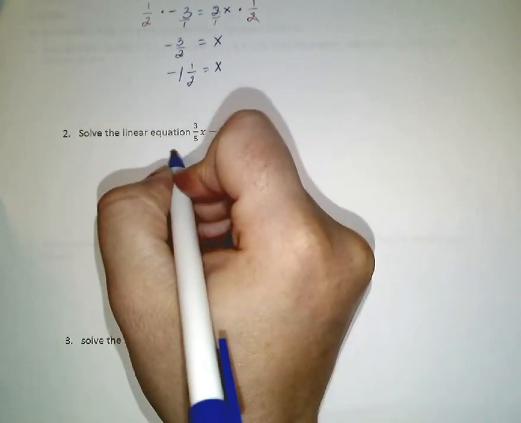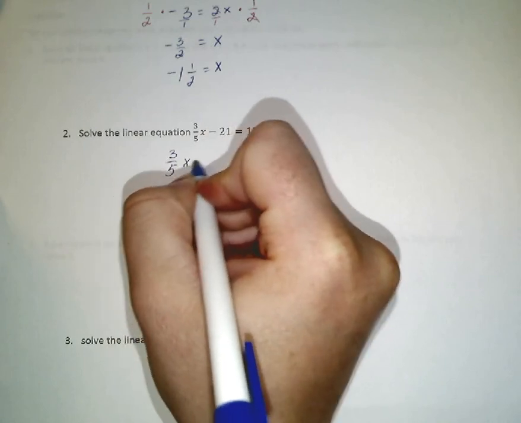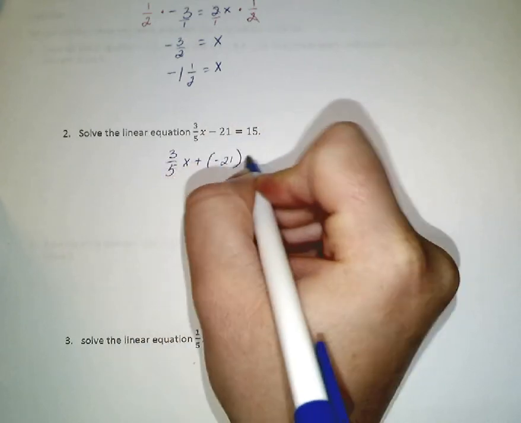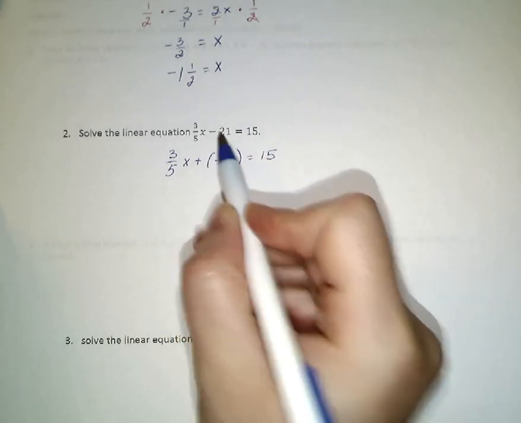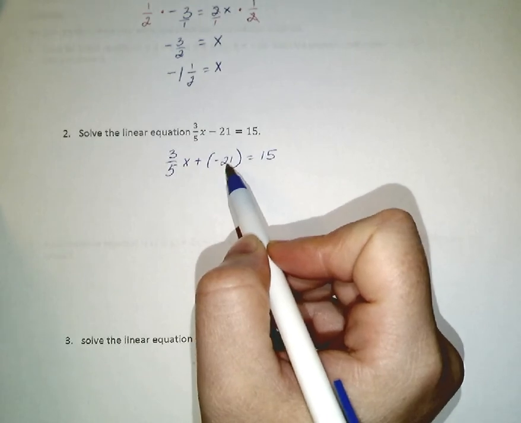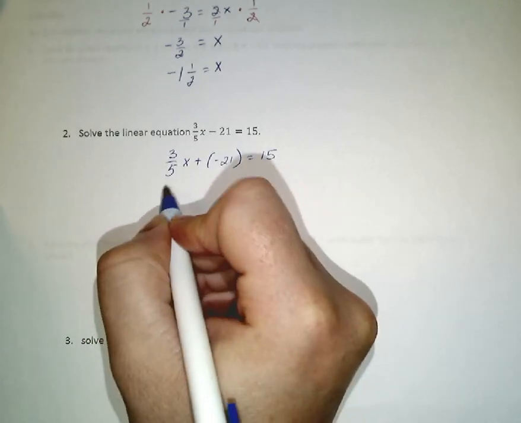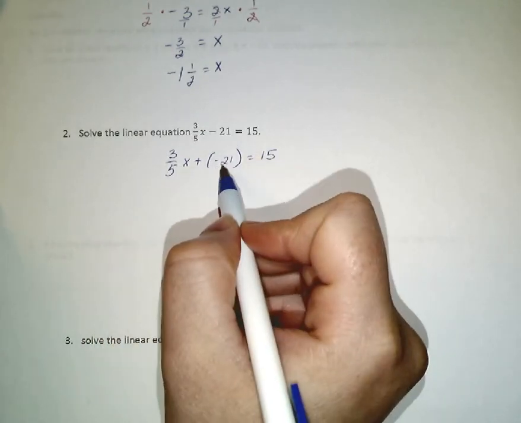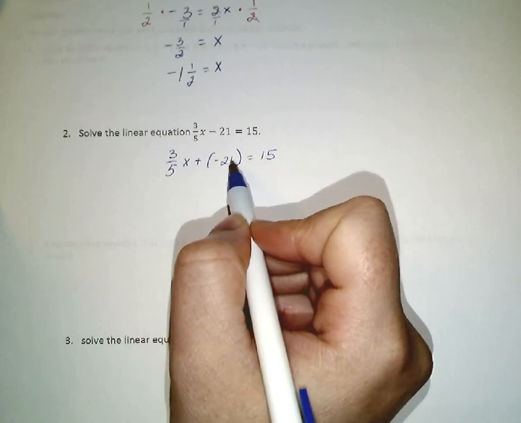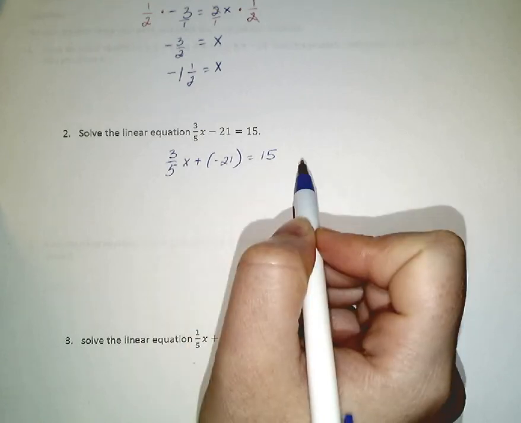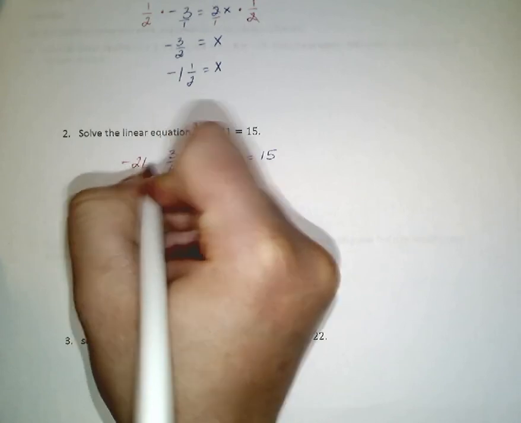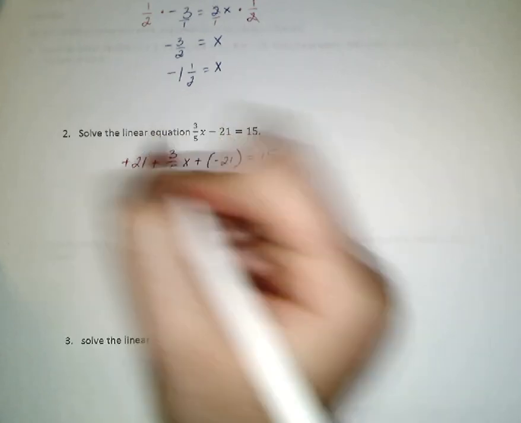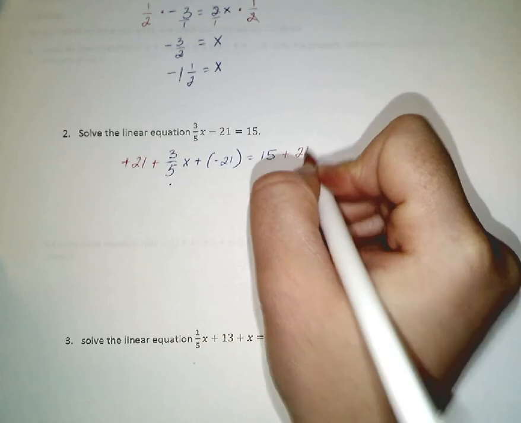You have 3/5 x plus negative 21 equals 15. Notice right away, when I'm rewriting the problem, I'm changing subtraction into addition of the inverse. So now what I want to do is to get rid of negative 21 by adding 21 to both sides of my equation. So just rewrite that. Just negative 21, positive 21, and positive 21.